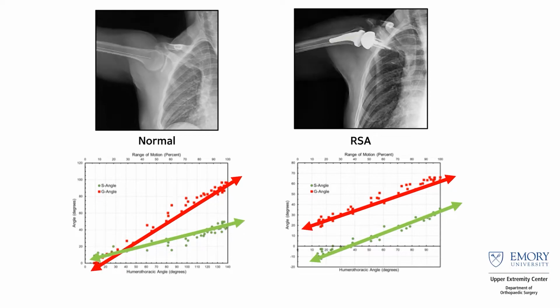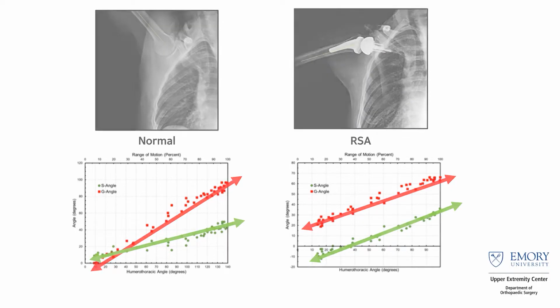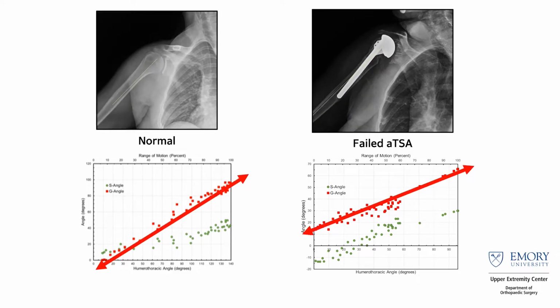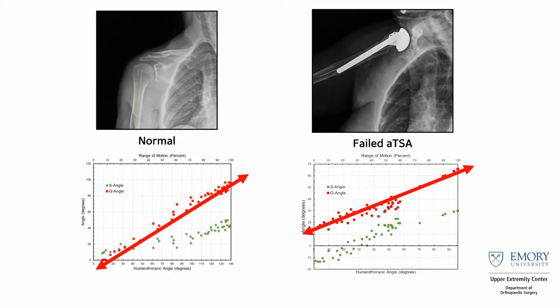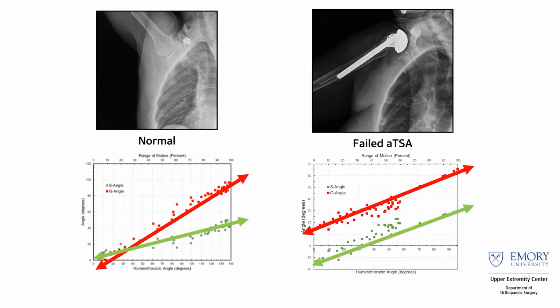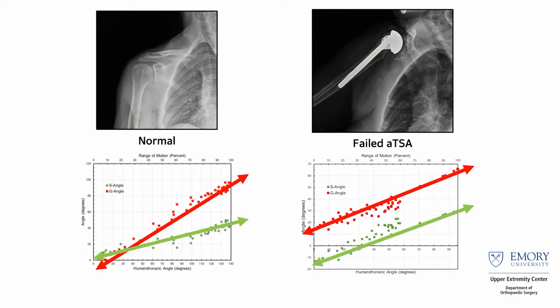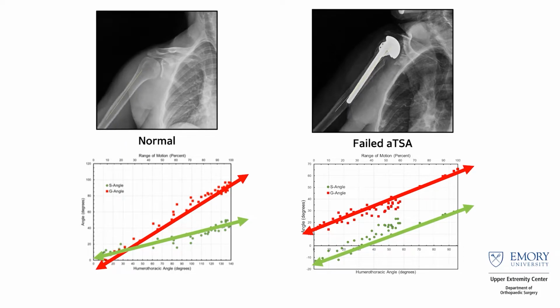And then the diagnosis of a failed shoulder arthroplasty is also very powerful. As you can see in this example, it's pretty obvious why this patient failed. You have a cuff tear failure, the patient's subluxing up, and you can see how limited their actual glenohumeral motion is compared to their compensatory scapulothoracic motion.